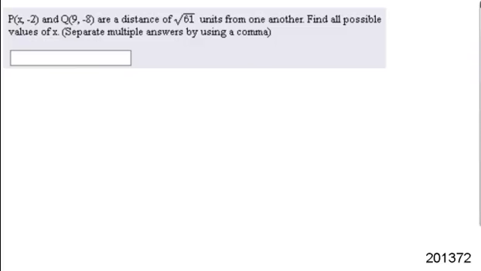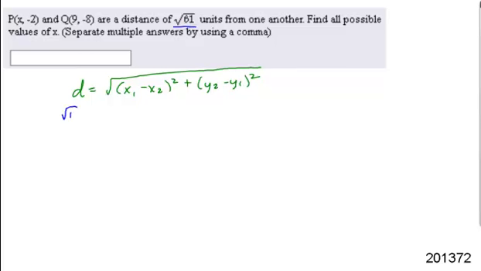In this problem, what you're going to do is use the distance formula, which is the distance equals the difference of the x-coordinates squared plus the difference of the y-coordinates squared, all inside a square root. Keep in mind that this square root does not cancel with these individual squares. Okay? So when we plug in the values that we have, our distance is given as root 61.